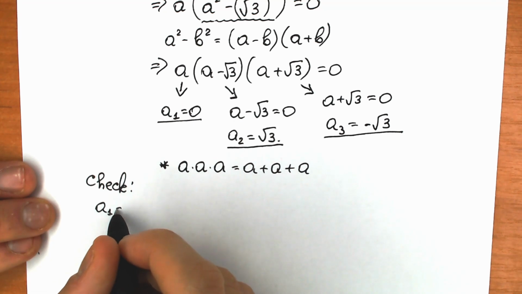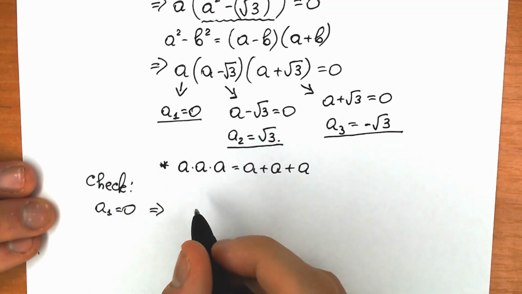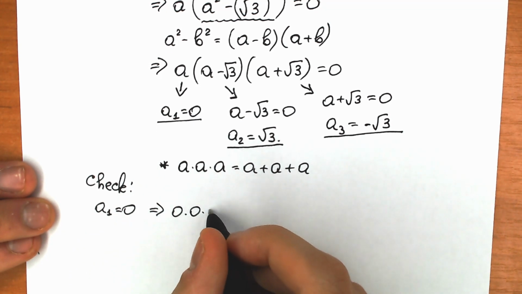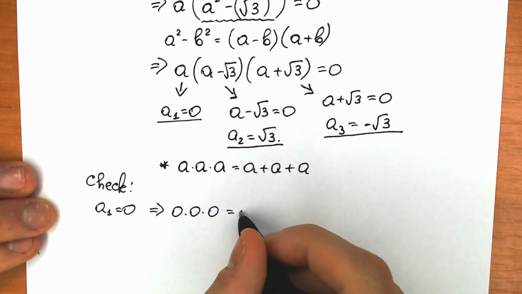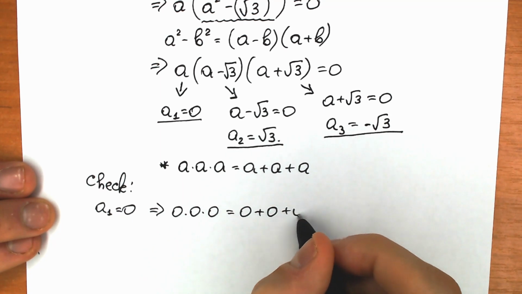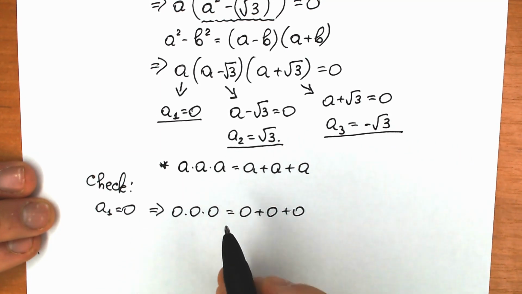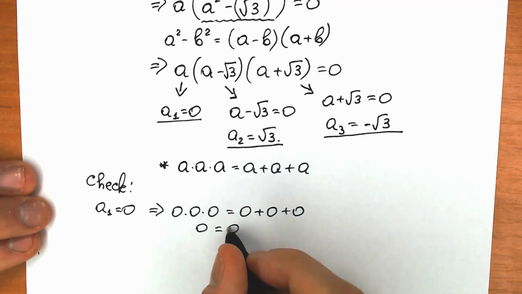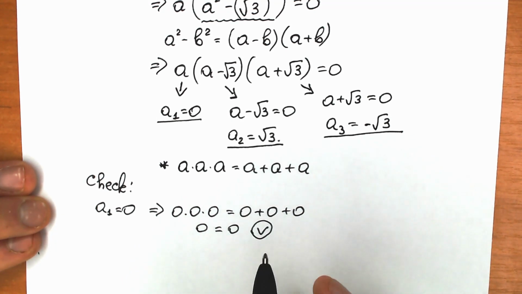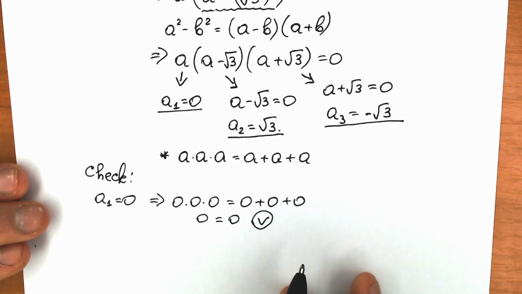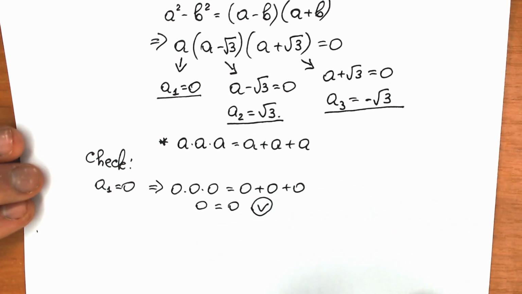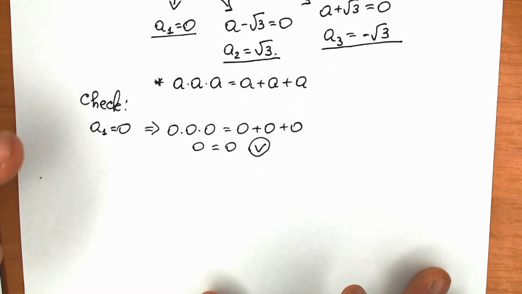So a first is equal to 0. What do we have right here? We have 0 times 0 times 0, which we proved is equal to 0 plus 0 plus 0. So we have the product of three zeros, which is 0, equal to the addition, which is 0. So as you can see, 0 is an absolutely correct root right here. So we move to the next root.